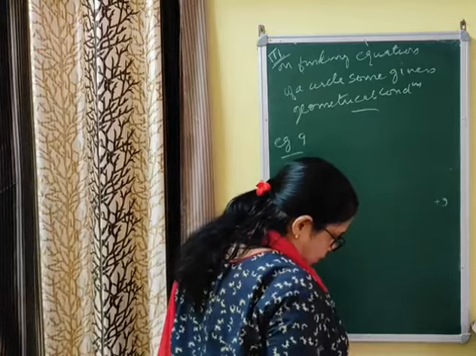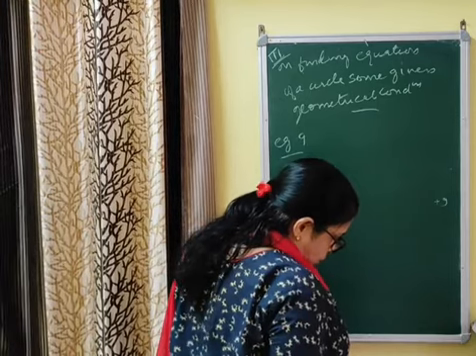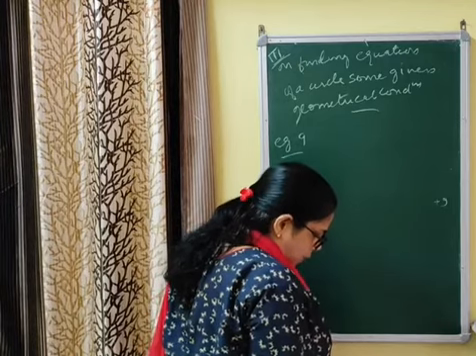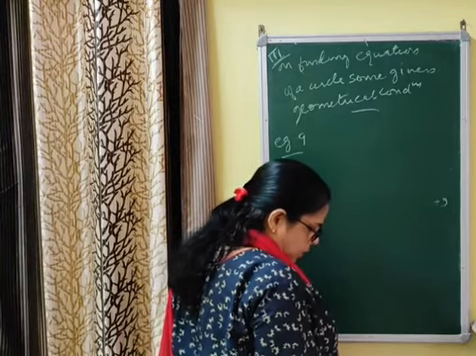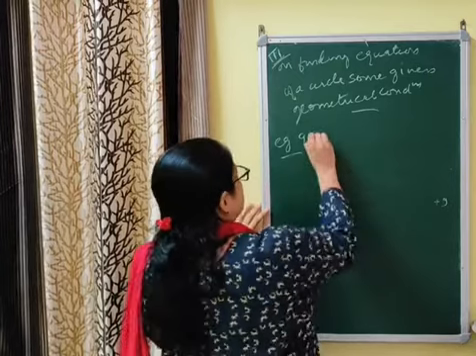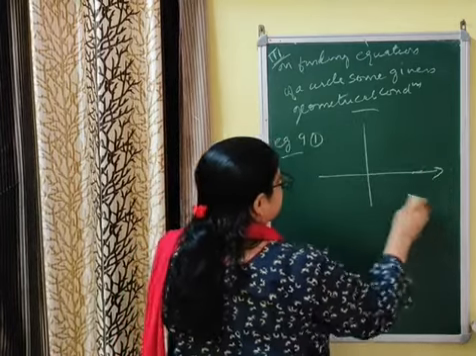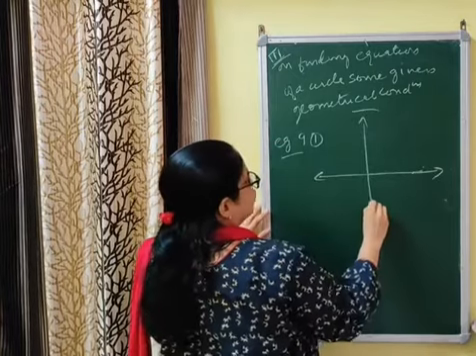Find the equation of the circle which touches the x-axis and whose center is (3, 4). First part, let us do first. You are asked to find the equation of a circle. That is the given geometrical condition.